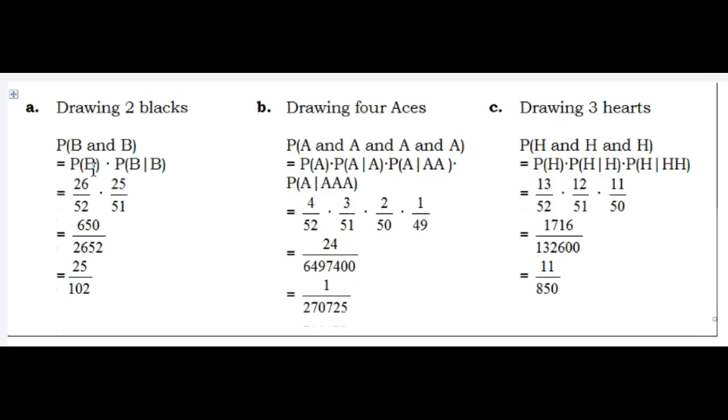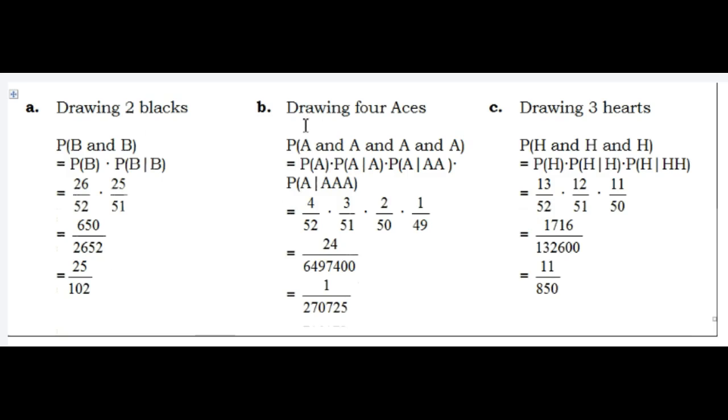The probability of drawing a black times the probability of drawing a black, given that a black was just drawn. There are 26 black cards out of 52 total cards. If we draw a black card, there are only 25 left out of 51 total. The product here is 650 over 2,652, which reduces to 25 over 102.